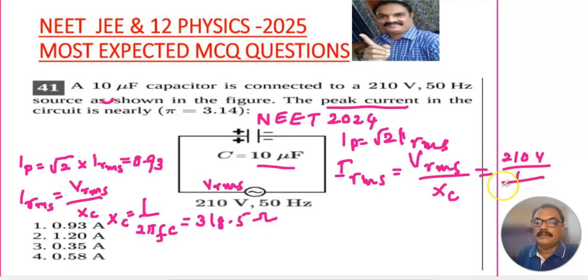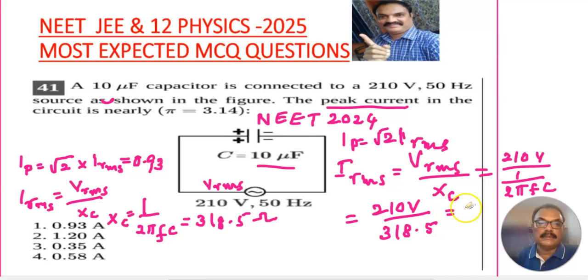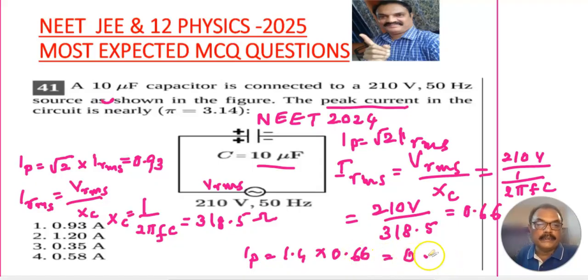XC can be written as 1 by 2 pi FC. If you calculate this, you will get 210 volts divided by the value XC, which is approximately 318.5. This value you will get 0.66. So substituting in the formula, IP is equal to root 2 times, root 2 means 1.4, into 0.66, approximately equal to 0.93. Hope you understand this is the way you have to do the problem.